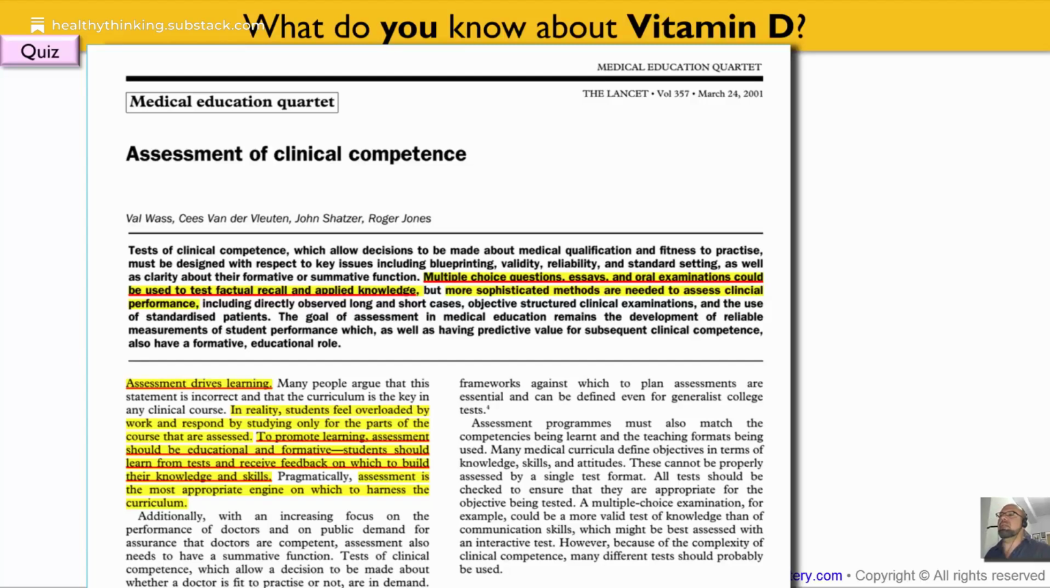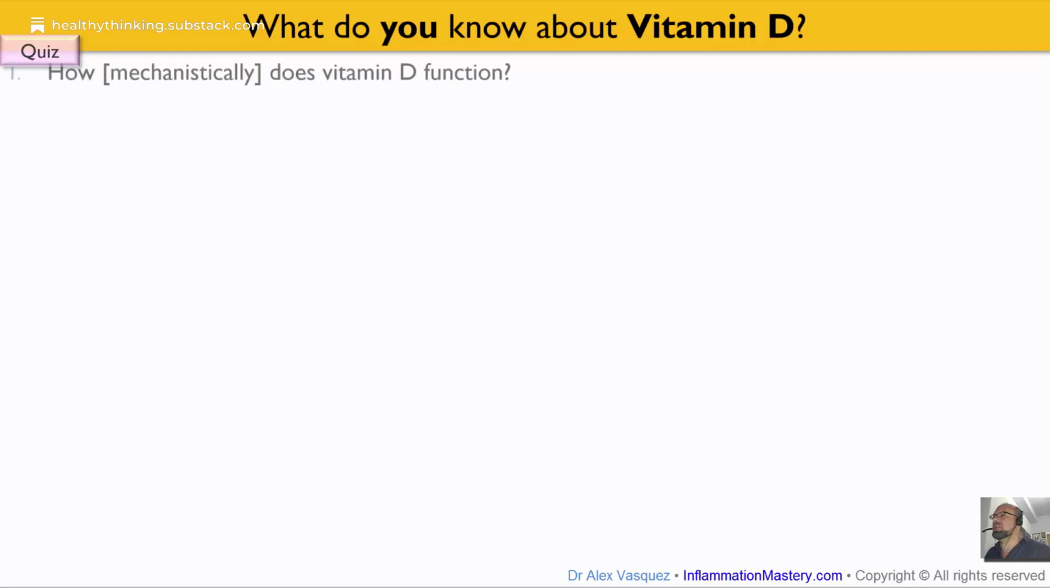And conceivably the same thing is true of vitamin D. A lot of people will say they understand it, they'll have some ideas, they've seen a few articles, but maybe they haven't seen 400 or 500 or 3,000 articles. So let's kind of see where we are with our knowledge of vitamin D. And this is a very quick quiz. And later in today's presentation, I'll give you what I think would be reasonable answers to these questions.